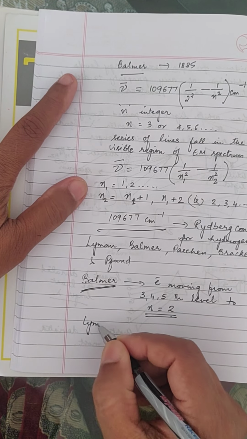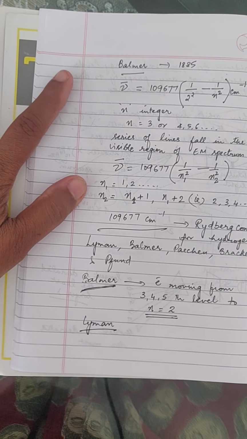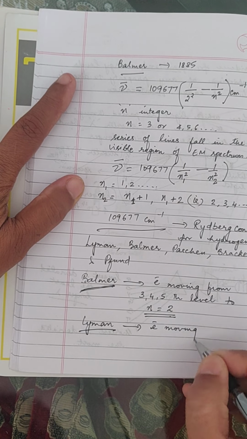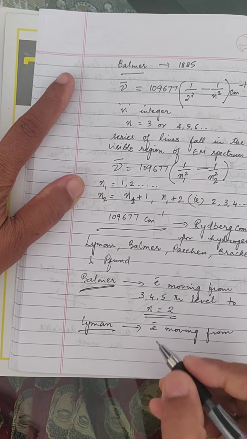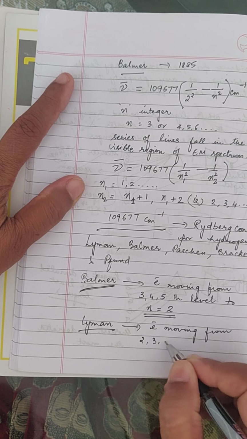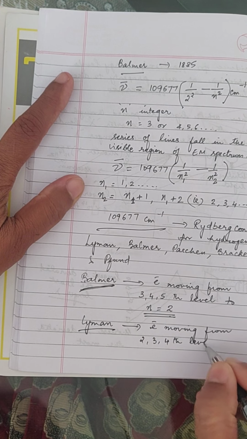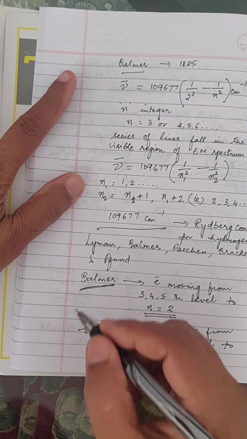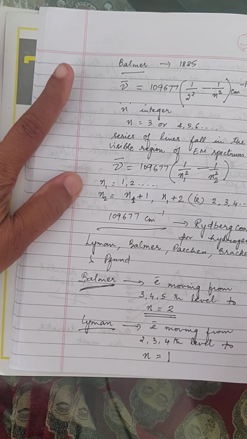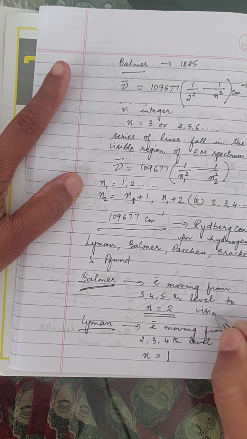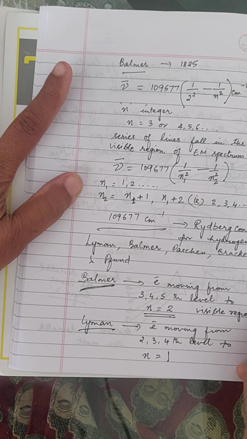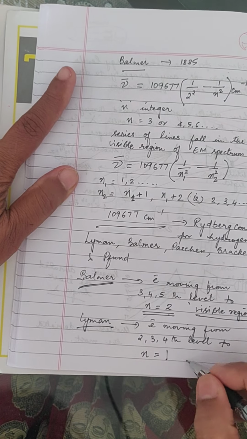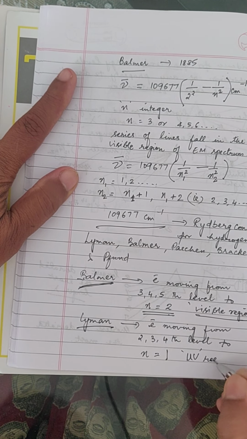Now what did Lyman study? He studied the electron when it is jumping down from the second, third, fourth, etc. level, that is higher level, to n is equal to 1. Balmer's set of lines observed were falling in the visible region of the spectrum. That is why this was known first of all. What Lyman studied was falling in the UV region of the spectrum.